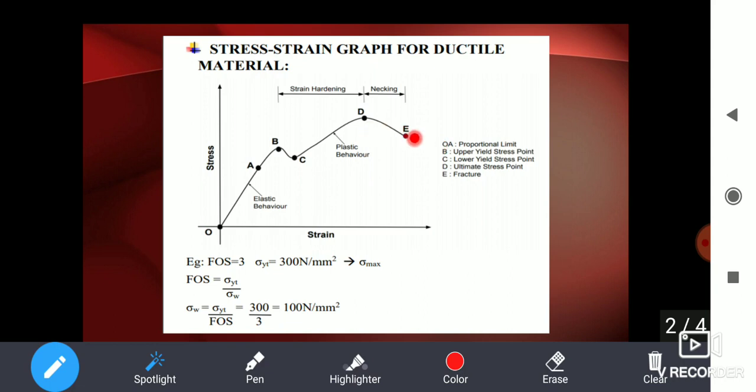Now we'll be seeing the region between D and E. So from D to E, the stress decreases, but the strain increases. In this region, the stress value decreases, but the strain value increases. So finally at point E, the material will break, and it is called the breaking point.